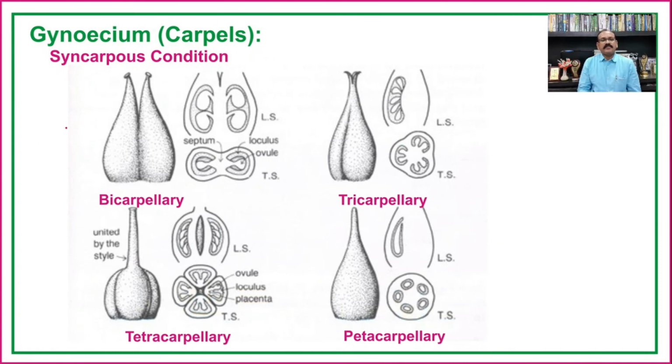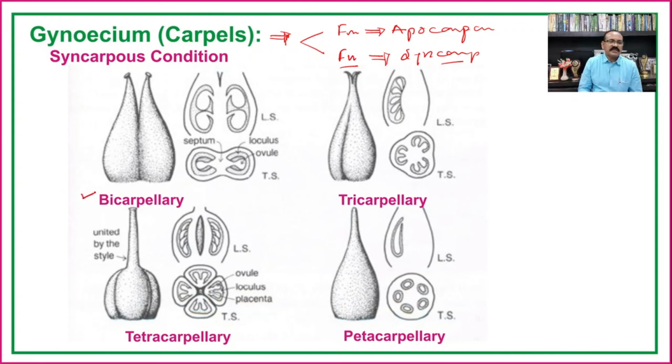Then the gynoecium, which is made up of carpels, or the individual member of the gynoecium is known as the carpel. Again, the carpels may be free or they may be fused. If the carpels are free, then the condition is known as apocarpous condition, and if the carpels are fused, then the condition is known as syncarpous condition.